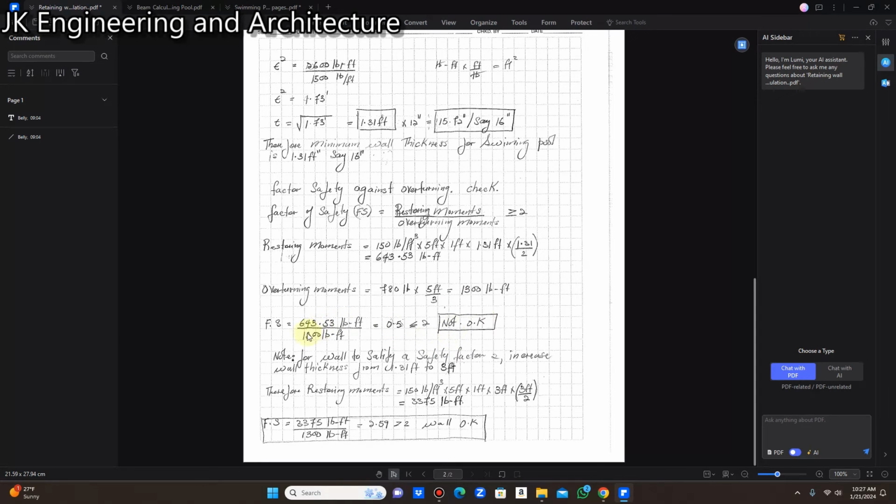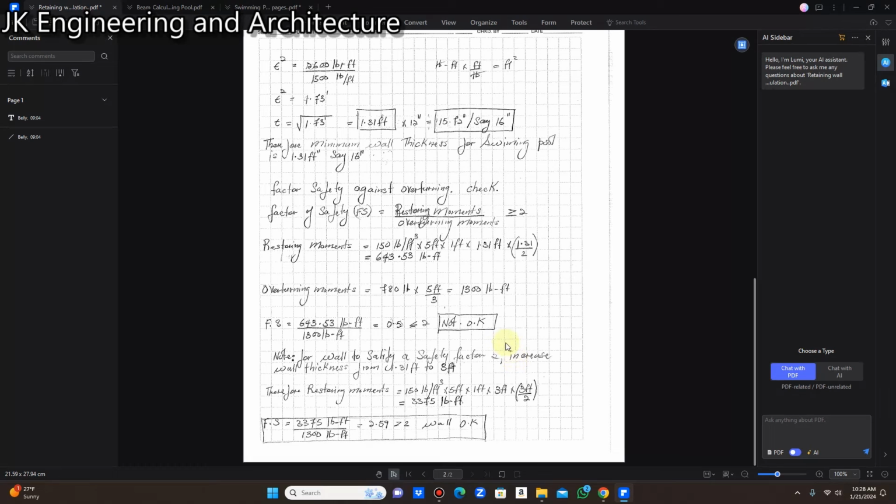So I have to do some iteration, trial and error, and I ended up getting the wall to satisfy a factor of safety of 2 to be 3 feet thick. Now, in my estimation, I didn't want to use a 3 feet thick wall because I think that is going to be too much money. To build a 3 feet thick wall all the way around with rebars is going to cost the guy too much.